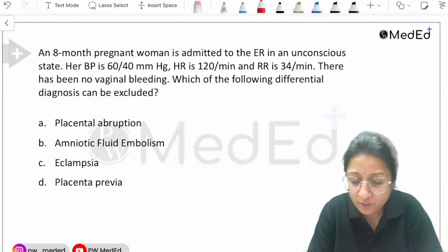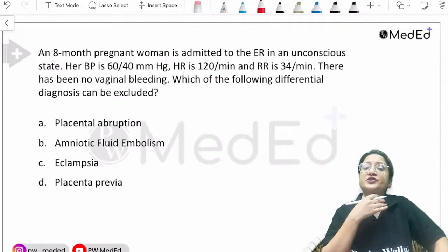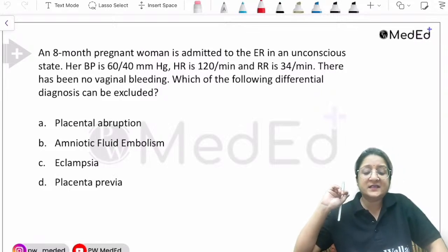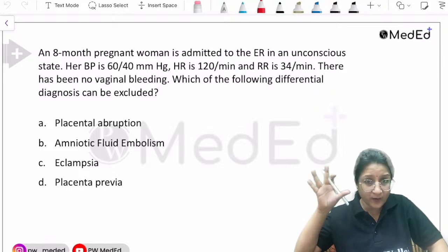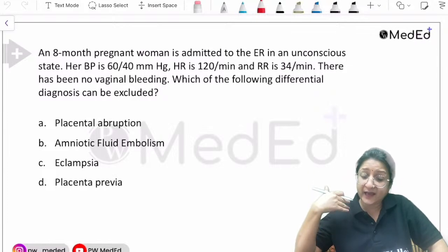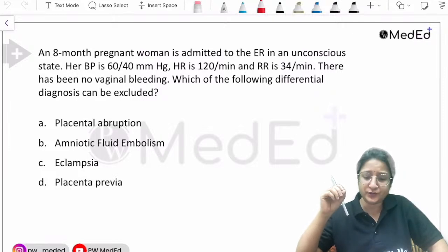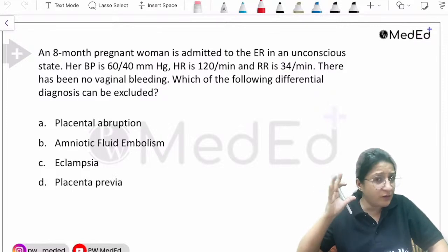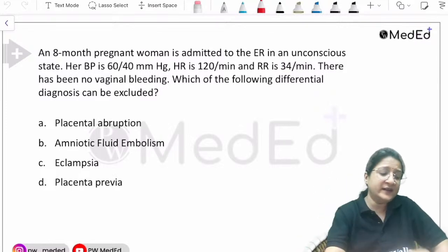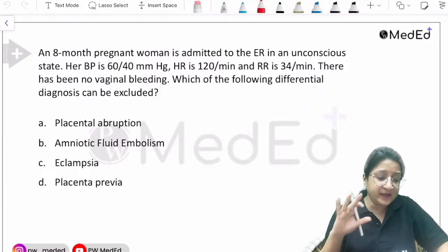An 8-month pregnant woman is admitted to the ER in an unconscious state. Her BP is 60 by 40, heart rate is 120, respiratory rate is 34 per minute. Hemodynamic instability is there. She is in shock. You're clear with this? There has been no vaginal bleeding. Which of the following diagnoses can be excluded? Straightforward question. She is having shock, but there has been no vaginal bleeding. Which of the following differential diagnoses can be excluded?